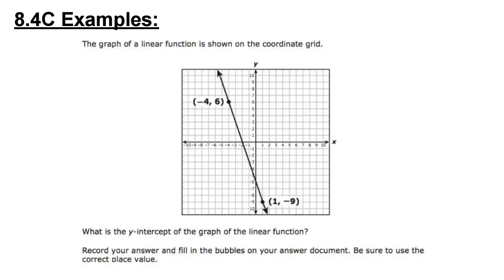Here's another one. The graph of a linear function is shown on the grid. What is the y-intercept? They just want to know the y-intercept. And we can see that it crosses at -6. That's it. That's your answer. You can put the 2 points in your table and use stat edit, and you will also get -6 as your y-intercept. But just looking at it, you can get the answer as well.